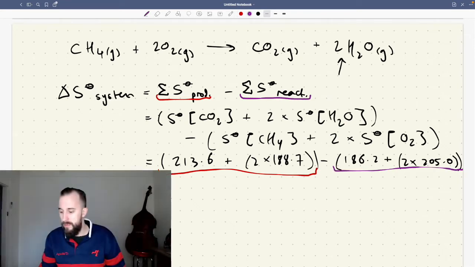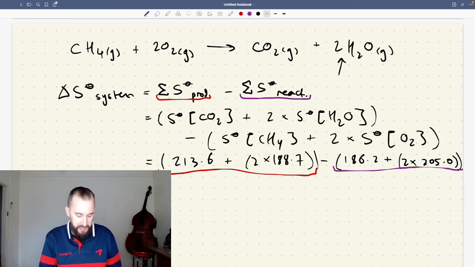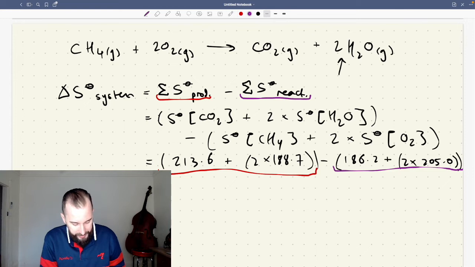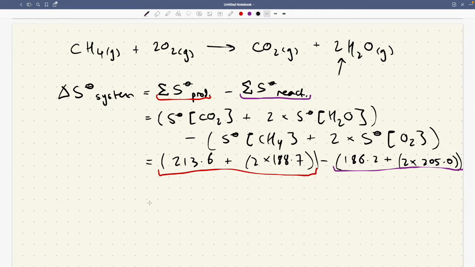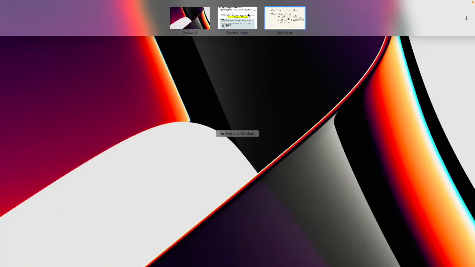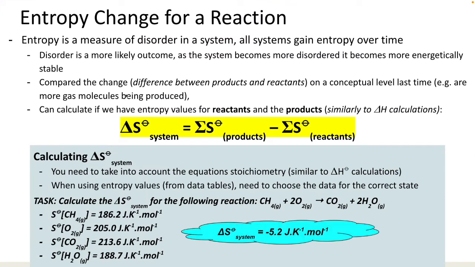Boom. So now, as we do with these equations, it's just a matter of plugging and playing. Making sure you've got all your brackets going on. 213.6 plus 2 lots of 188.7. And we're going to subtract that from 186.2 plus 2 lots of 205 to give us an answer of minus 5.2. What are our units? Our units of entropy are joules per Kelvin per mole, like that. So that there is going to hopefully be our answer in this equation just for the system.